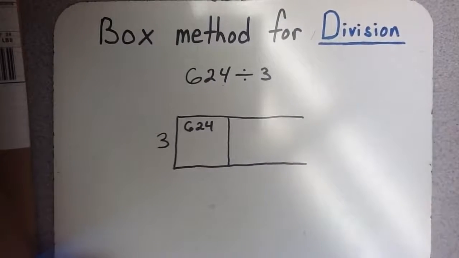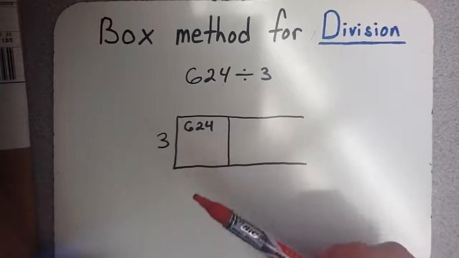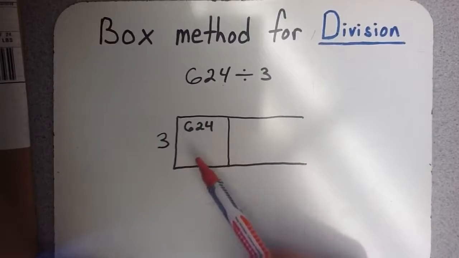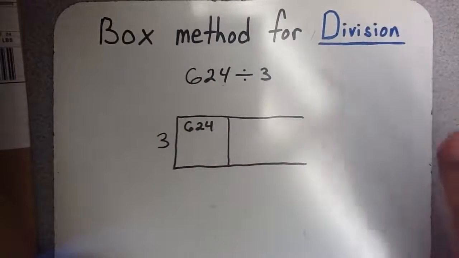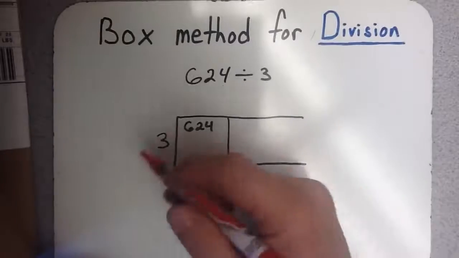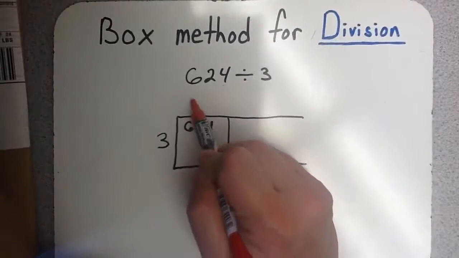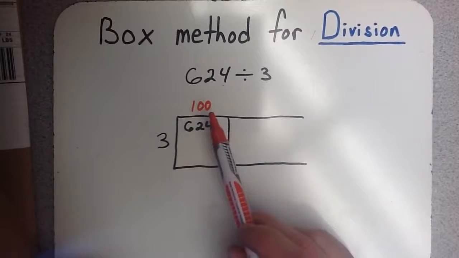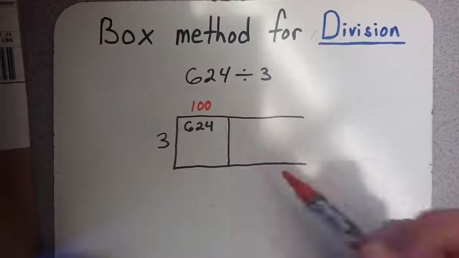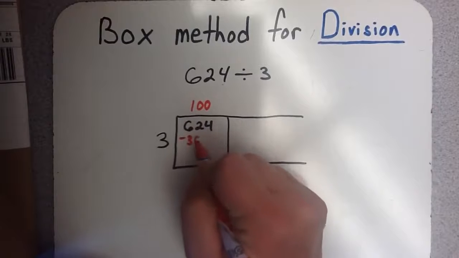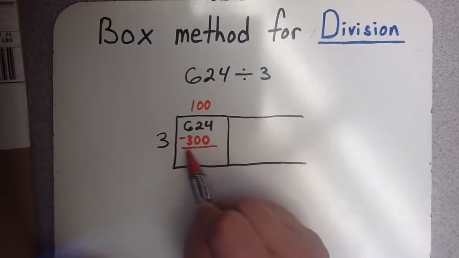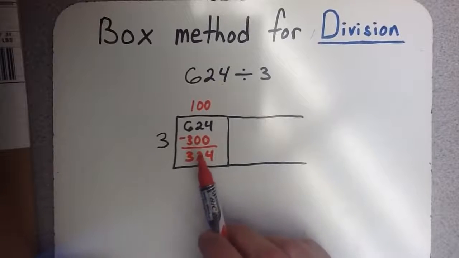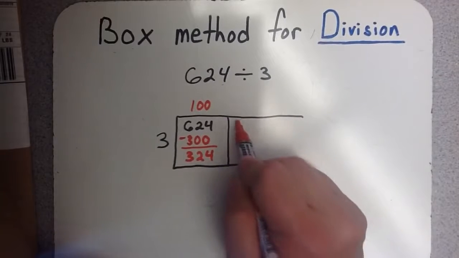So now, what I think of is what's the largest number, or what's an easy number I can multiply by 3, and I can subtract from my 624. So I don't want a number that would go too large, because then I'd go into the negatives. So, for example, I could take out 100. So I could multiply by 100. So 3 multiplied by 100, that would be 300. And that would leave me 324.